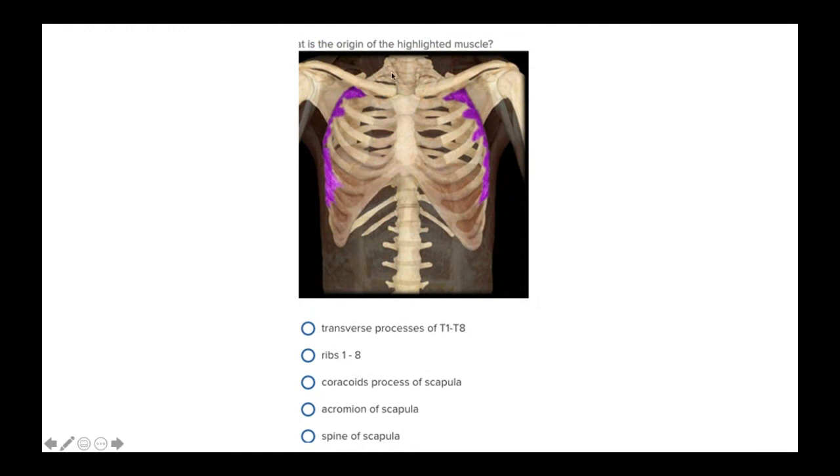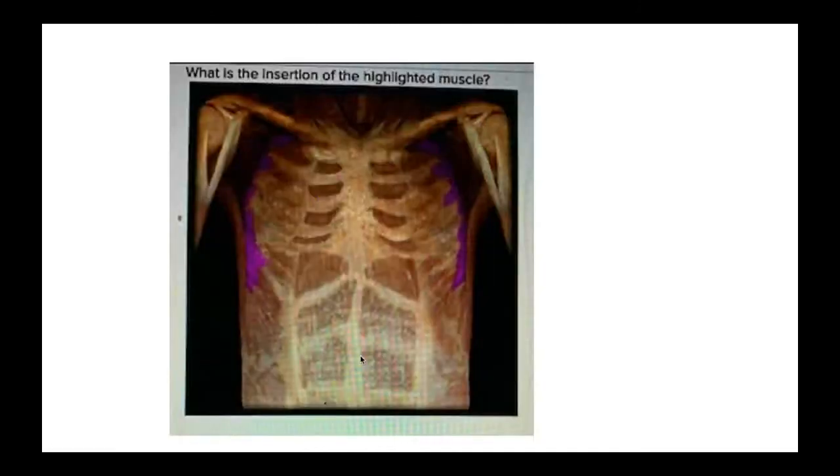Again, here is the serratus anterior. It wants to know its origin, so it's going to be ribs 1 through 8. Okay. What is the insertion? It's going to be the vertebral border of the scapula.